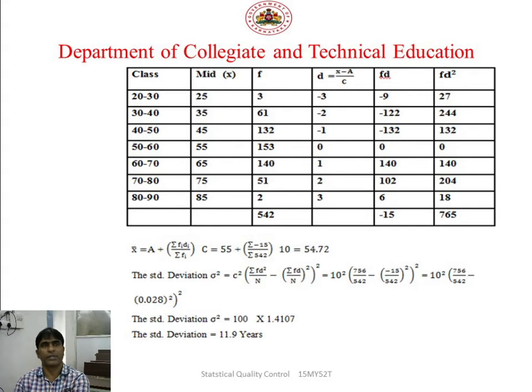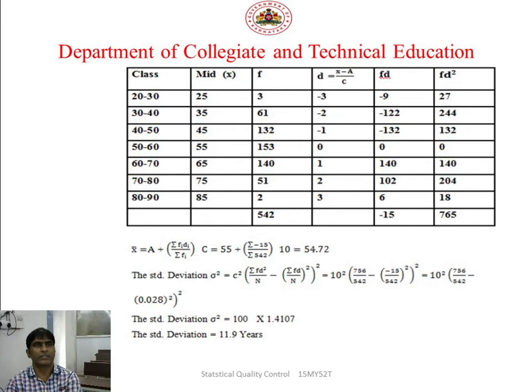So 55 plus summation fi di, how much is the summation? Minus 15, and summation f is 542, into c. The class interval is 10. Okay, so you multiply, and you get the mean as 54.72. So all of you should do the calculations. 54.72, so that is one.